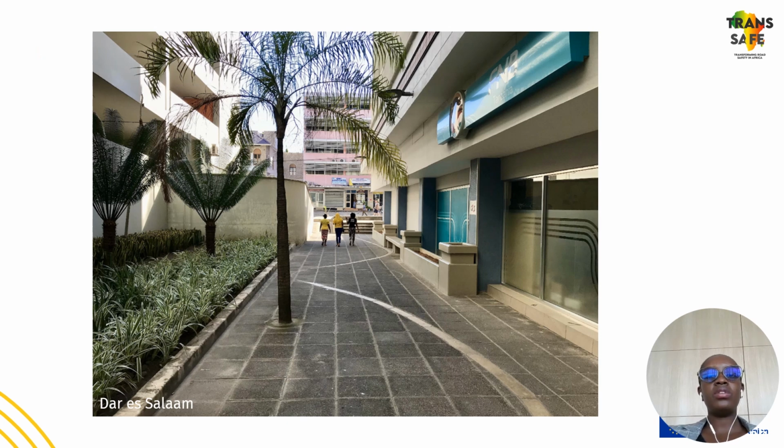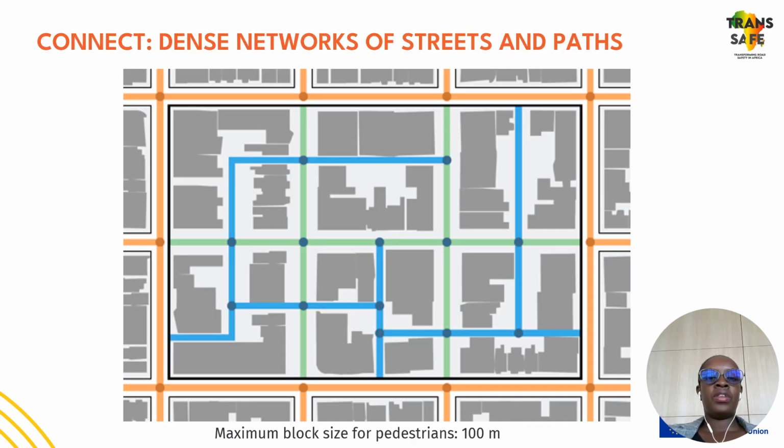This is a good example of a pedestrian path that cuts across a huge block around Serena Hotel downtown in Dar es Salaam, where we have a dense network of short paths which can easily be used by pedestrians and by cyclists. Connect means dense networks of streets and paths, and walking and cycling routes ideally should be shorter than the motor vehicle roads.